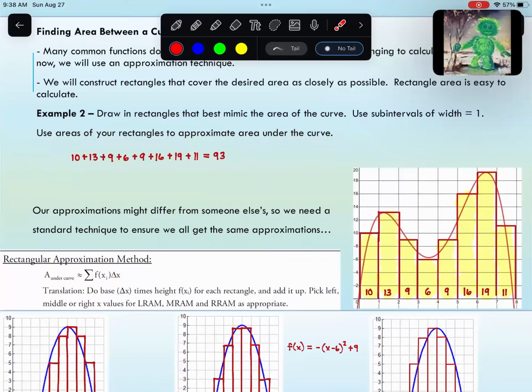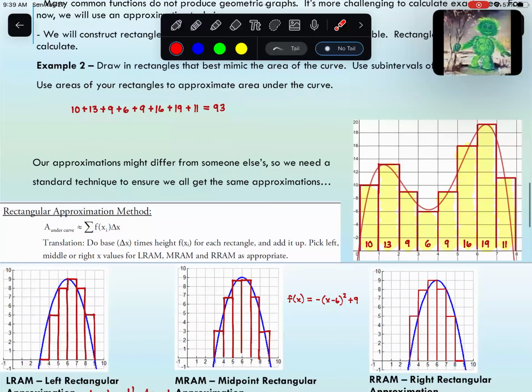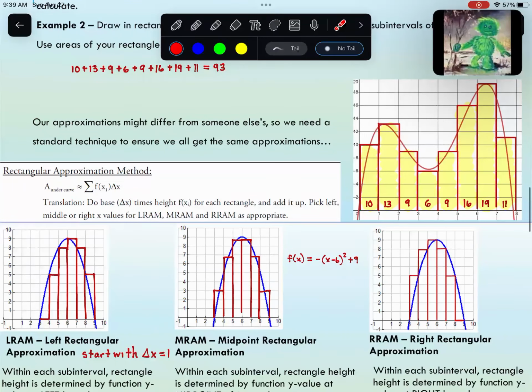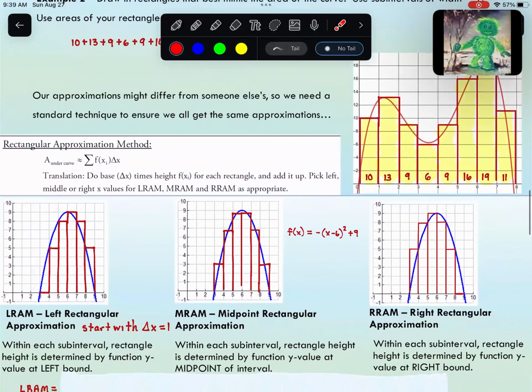Okay, but starting now, we're going to standardize the process, meaning we are going to come up with a rule for how you know exactly how tall to make a rectangle for each subinterval. And LRAM, MRAM, and RRAM stand for left rectangular, middle rectangular, and right rectangular approximation methods. So let's scroll this a little bit and see what each one of these is all about.